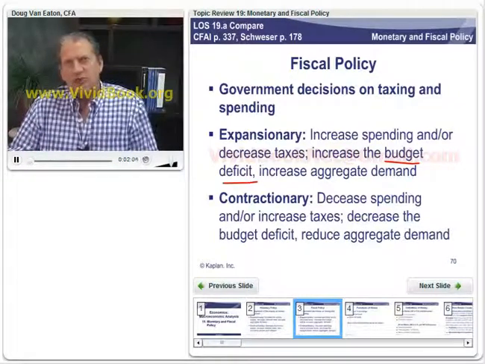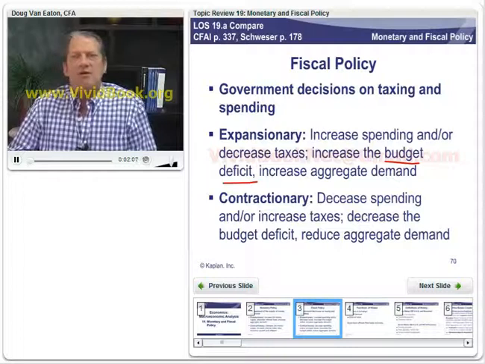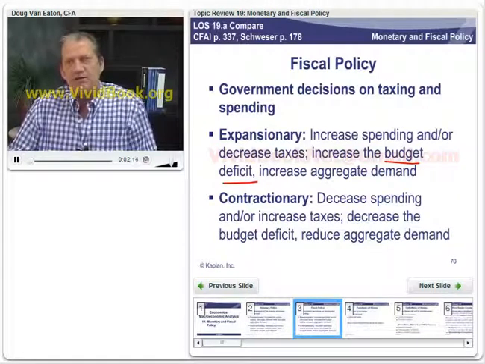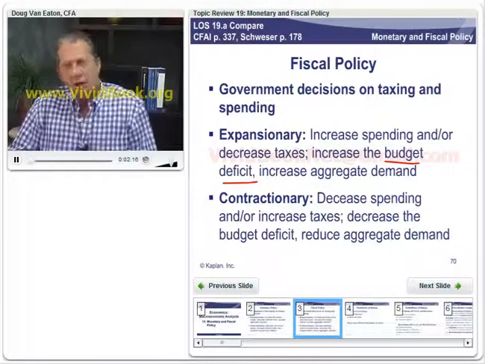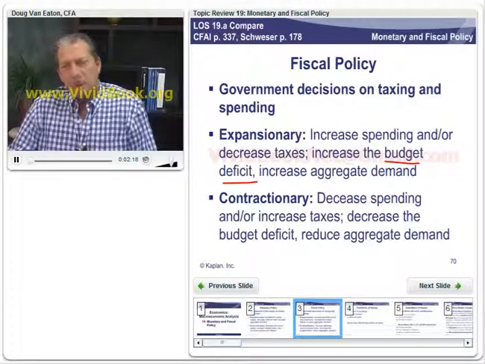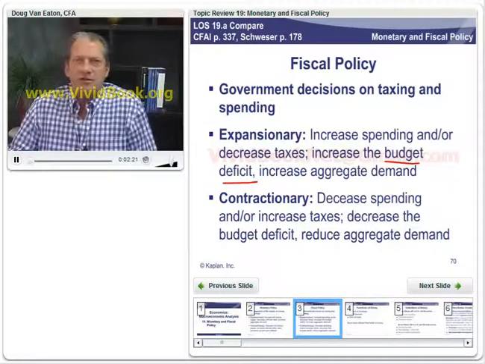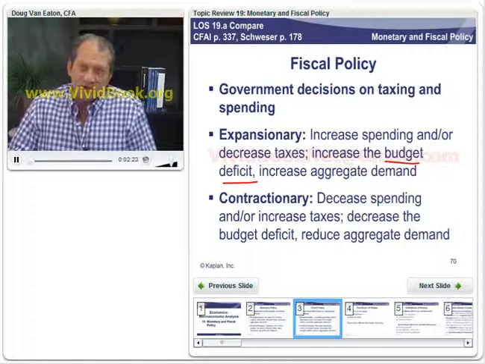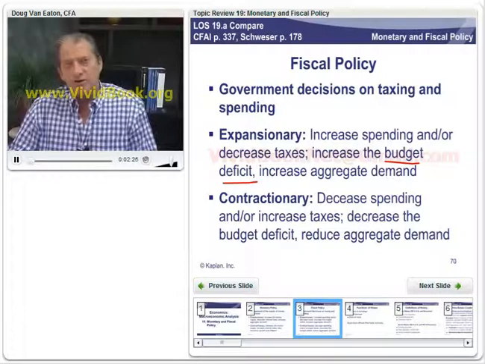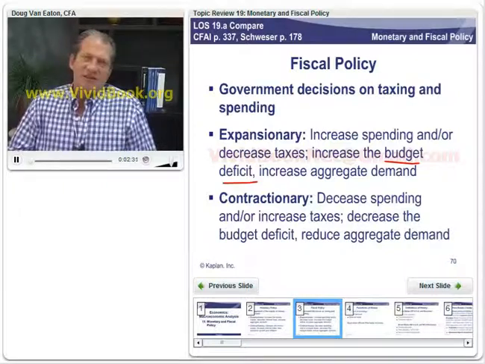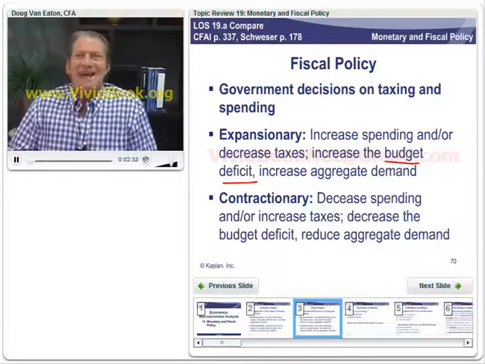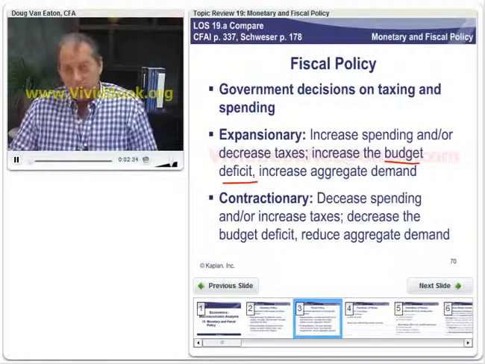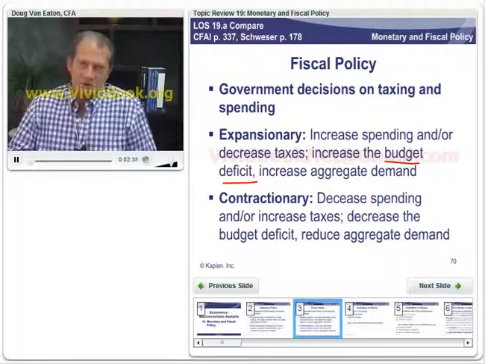Contractionary fiscal policy, on the other hand, just the opposite, either decrease spending or increase taxes, or both, to decrease the budget deficit. The idea is to reduce aggregate demand. So, whereas with monetary policy, we were really focused on the C and the I, the consumption and investment spending by businesses in aggregate demand. Here, we're focused on the G with the spending, but the other side is the taxation. And as we'll see, taxes are going to affect disposable incomes, and that's going to affect consumer spending as well.